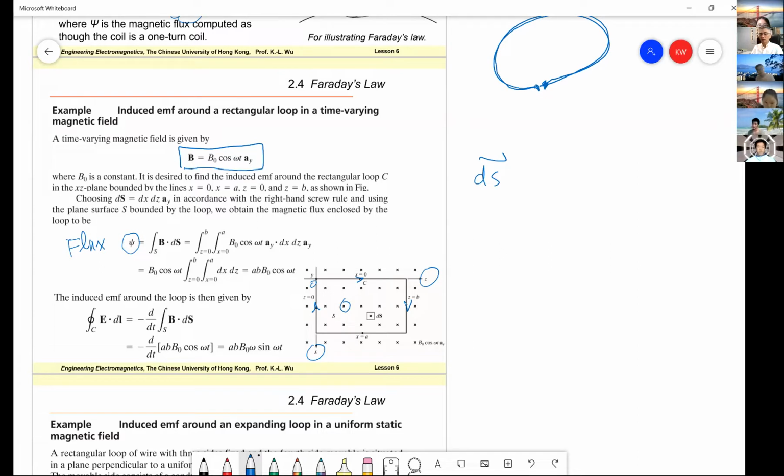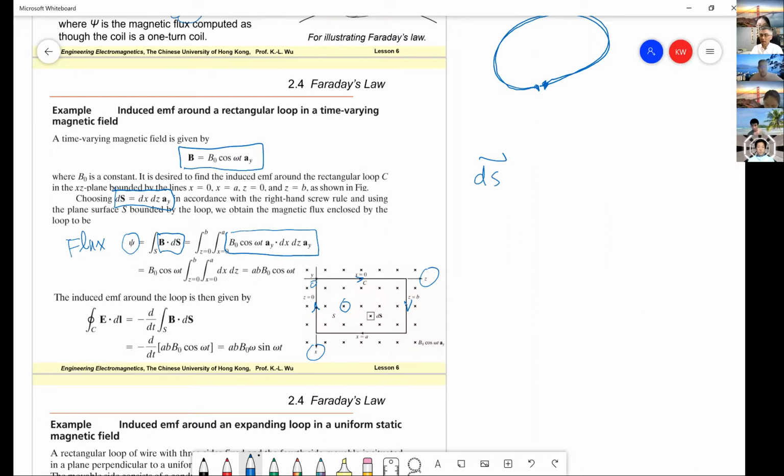Then we calculate the flux. The flux is the integration of B dot ds. Then the ds in the rectangular coordinate system is in the plane dealing with x and z, so it's very clear. This is ds. Then B is given. Then we calculate this.